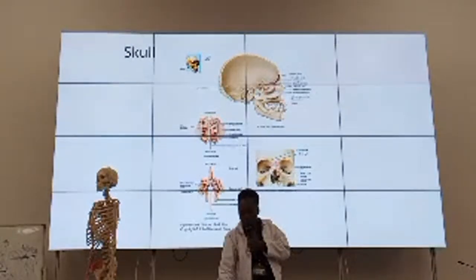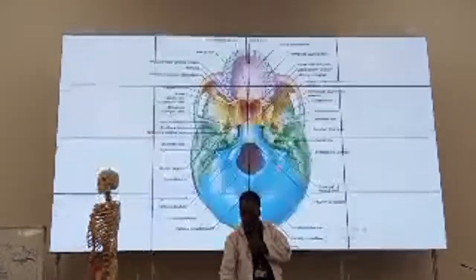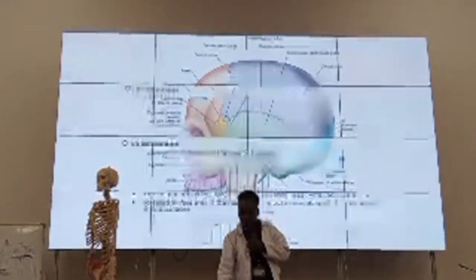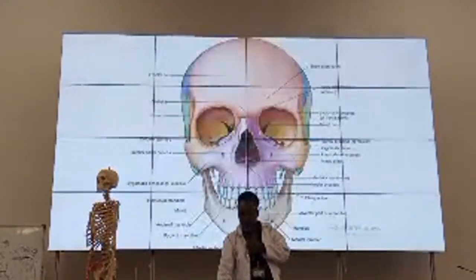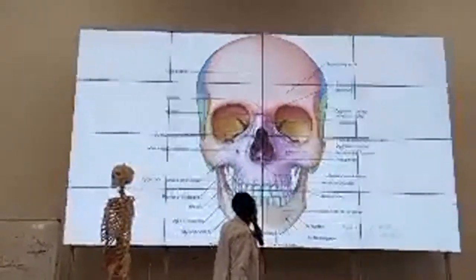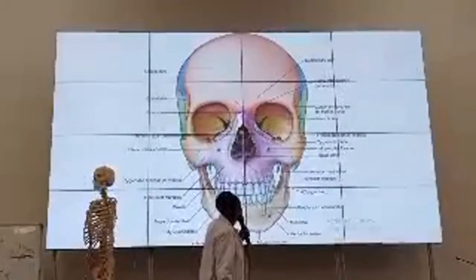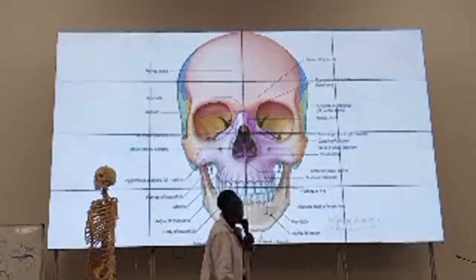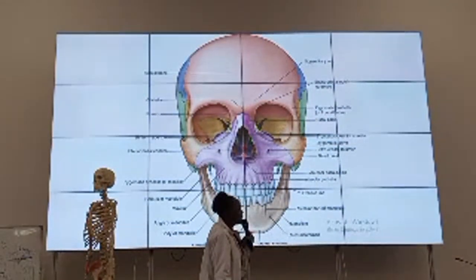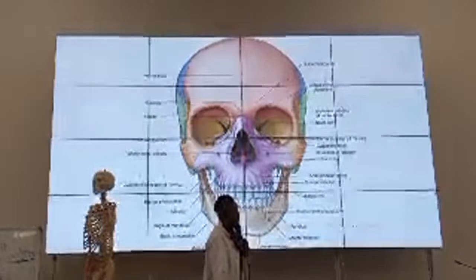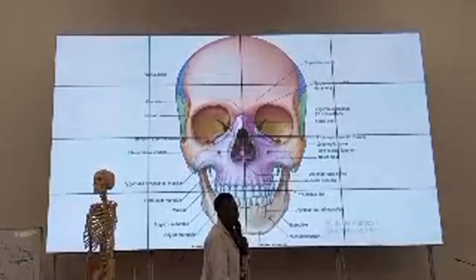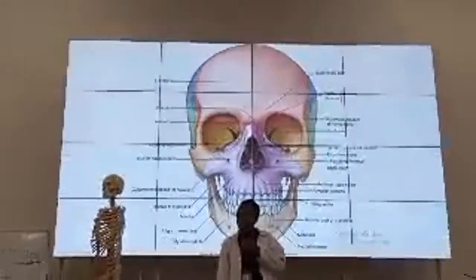Let's see if I can pick it from the anterior aspect. Okay, so we've got our vomer there. The green part there is the perpendicular plate of the ethmoid. Down there, I don't know whether it's pink. Yes, I was told it's pink. That's the vomer. This one, right? You are okay now? All right.